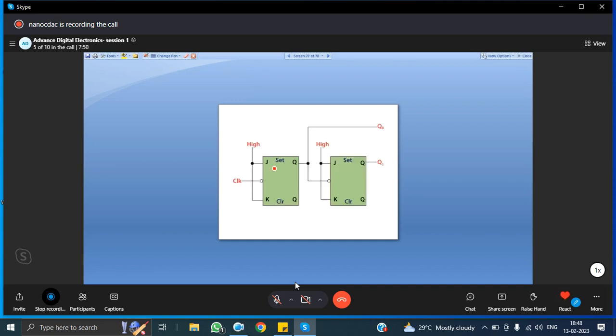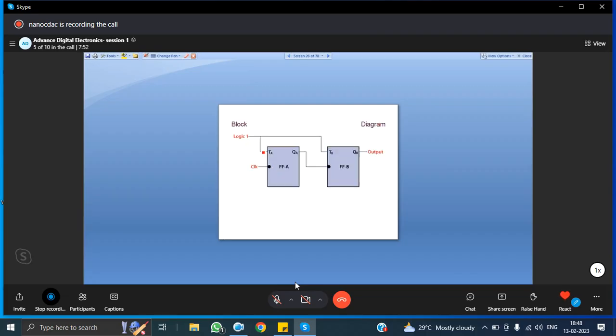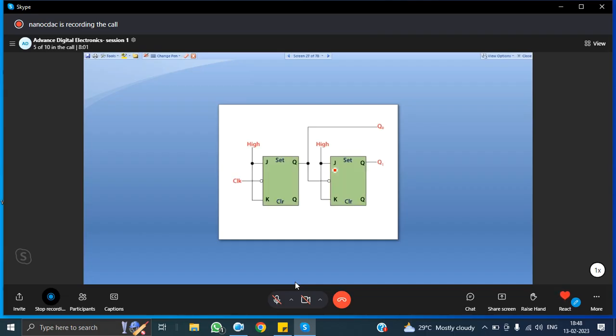So for this flip flop, after getting QA, the QA is given as the clock to flip flop B. Here in this case also, whatever Q you are getting is given as a clock to flip flop 2.